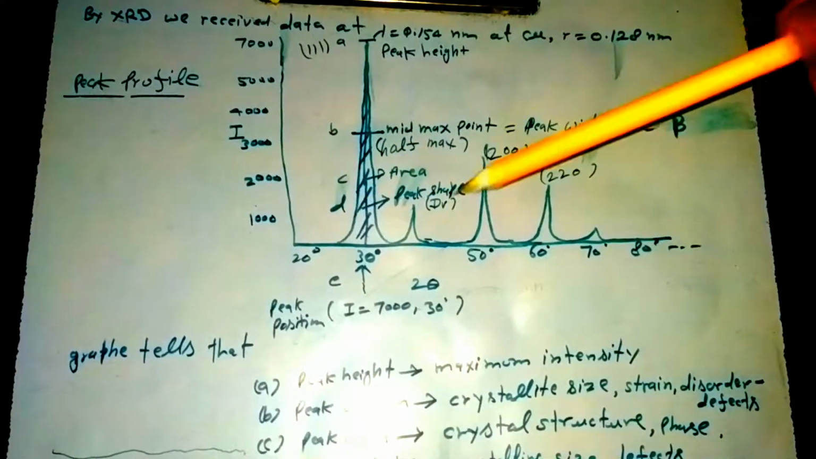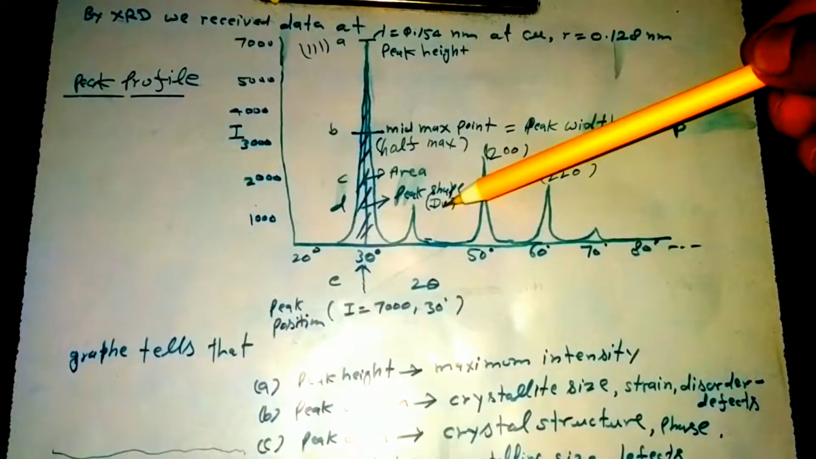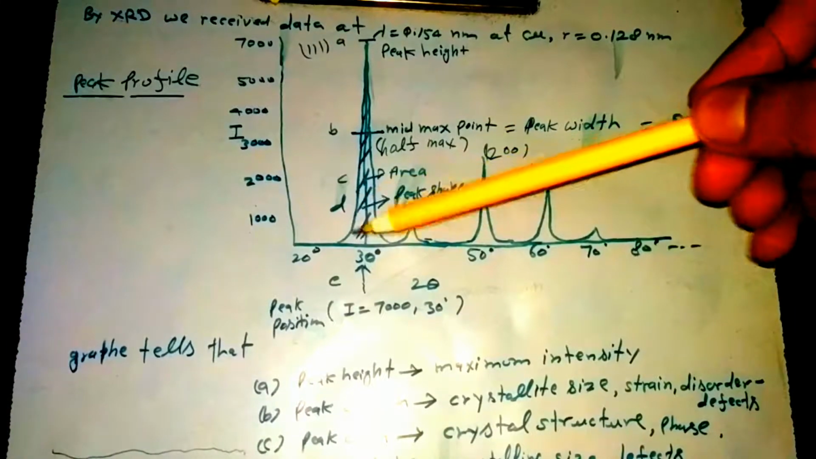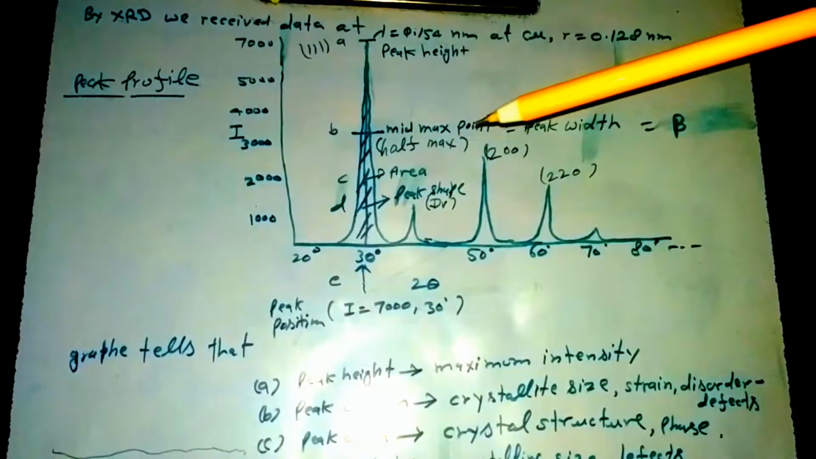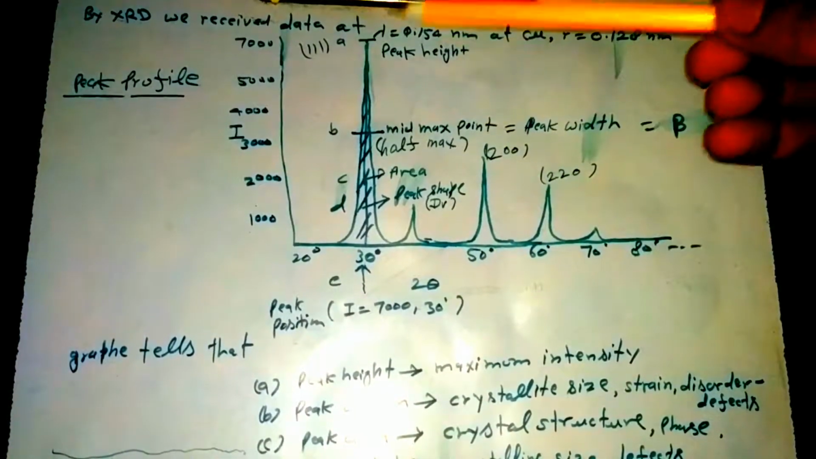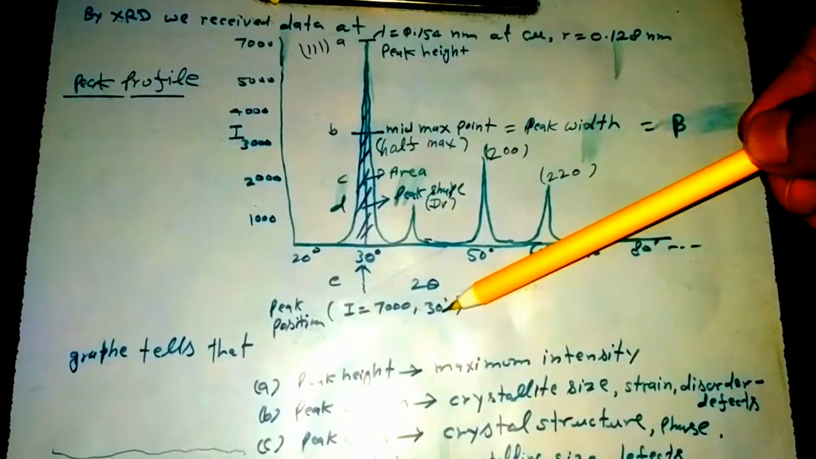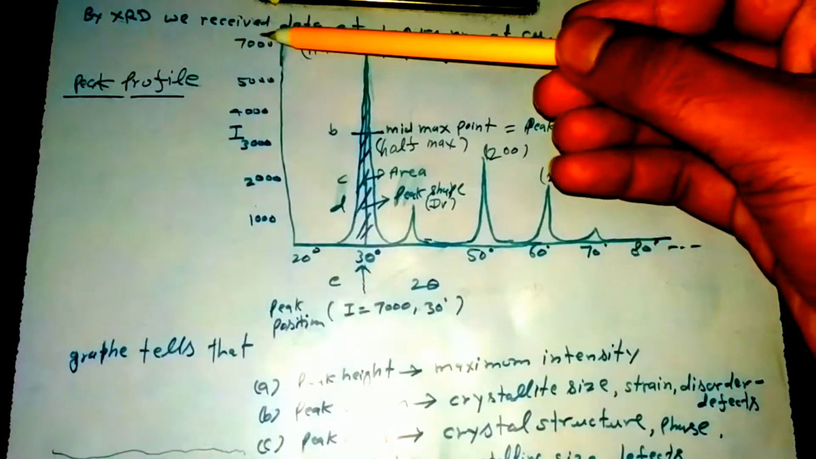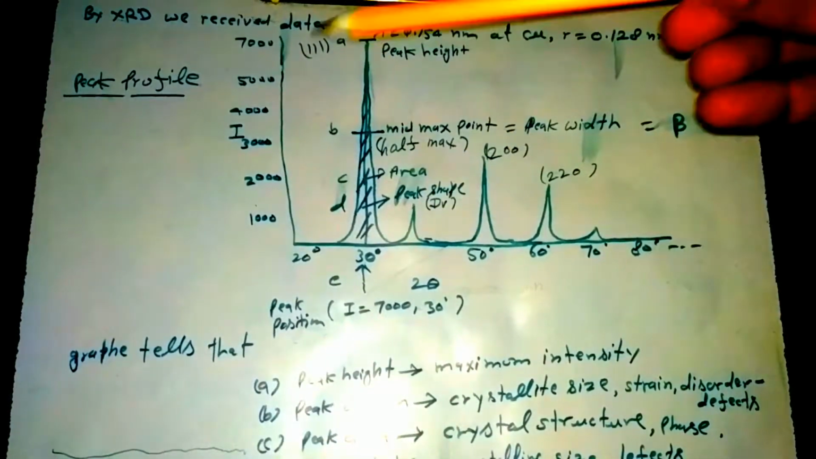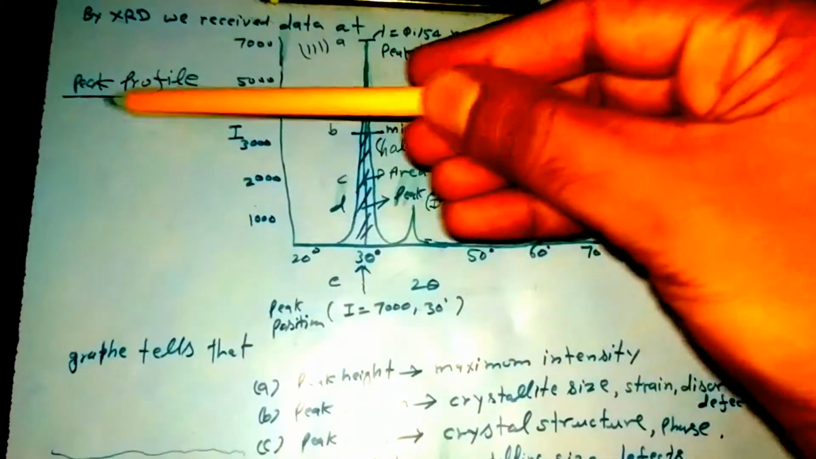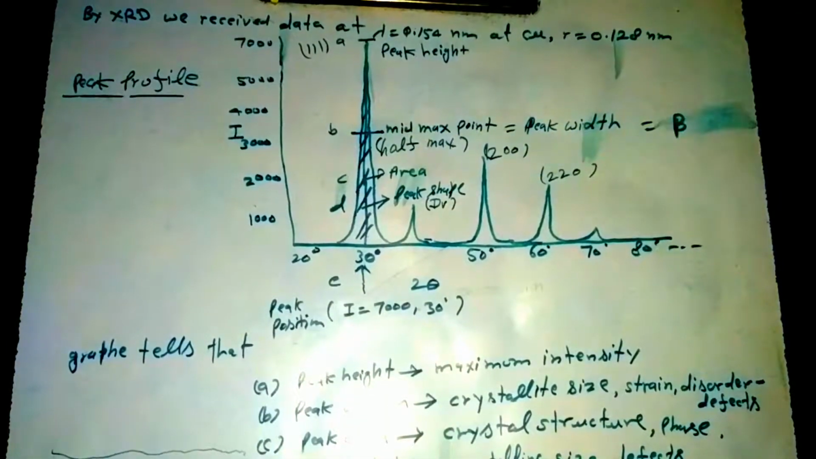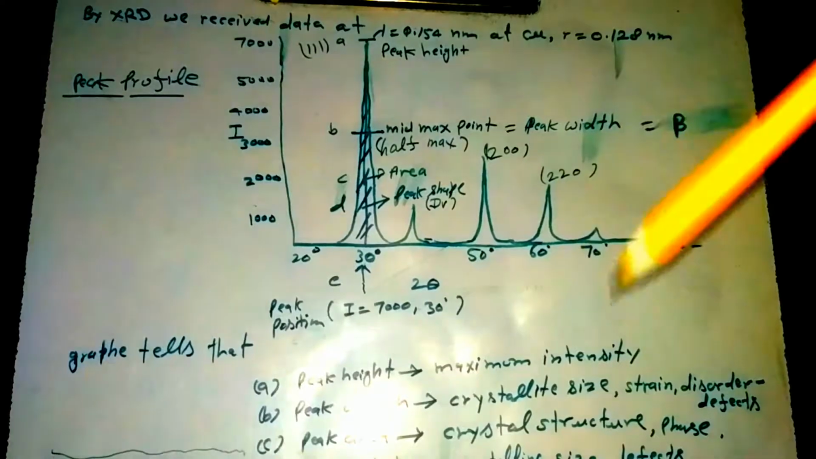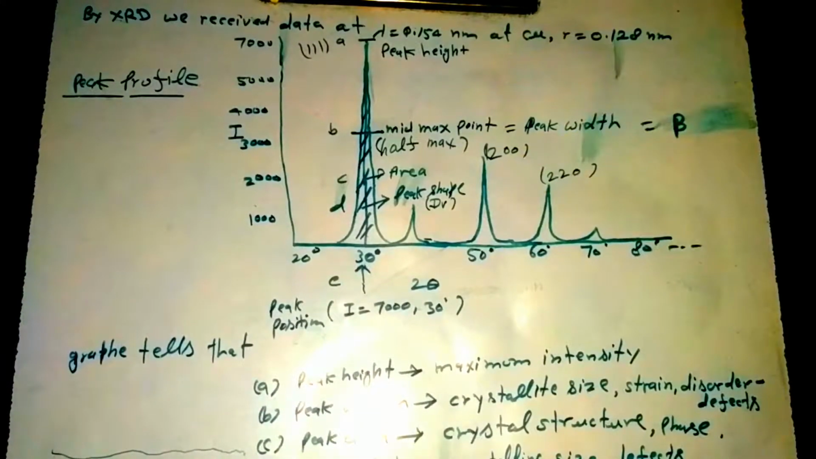The fourth is D, peak shape, abbreviated by DV. And the fifth one is peak position. For the peak position, we achieve the maximum peak at angle 2 theta equal to 30, and the intensity is 7000. This peak profile is actually the graph of angle and the intensity of X-ray diffracted from the crystallite.